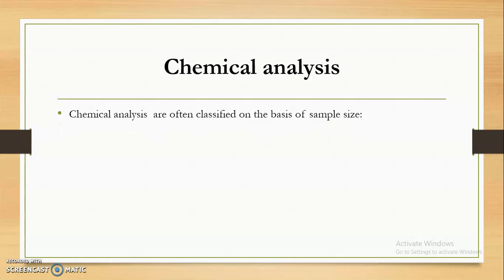Chemical analysis is often classified on the basis of sample size also. Macro analysis means the analysis which deals with quantities of 0.1 gram or more. Depending upon how much sample you are having, 1 kg, 2 kg, 1 gram, 1 milligram, this chemical analysis can be classified into various types again. The previous classification that we have seen was based upon how we are going to determine the analysis. Here this is based upon the sample size.